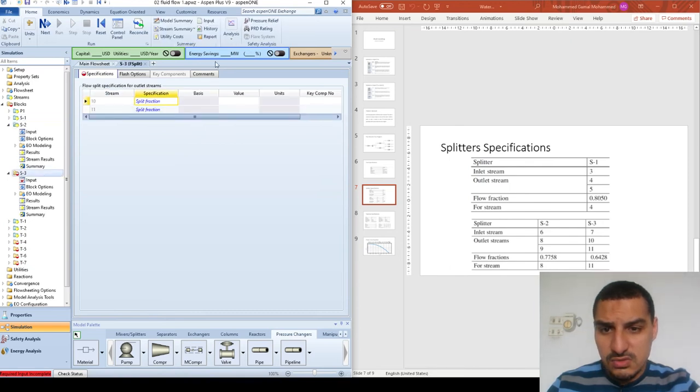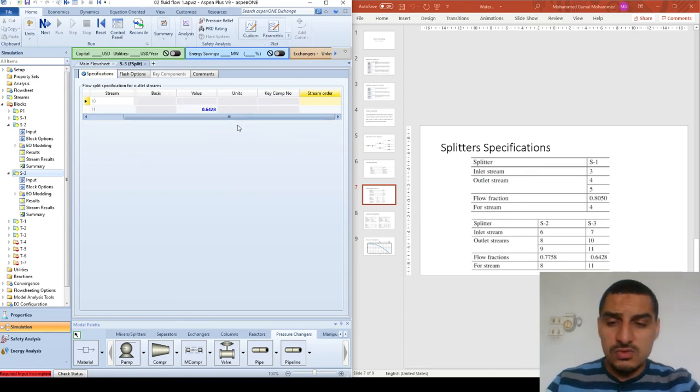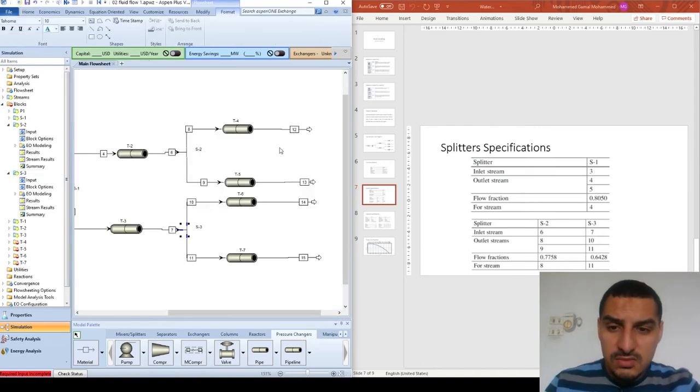I'm done with S1, and now S3, I know that 0.6428 goes to stream 11. Of course, it doesn't matter mass or moles or volume, it's going to be the same ratio for all of them. So we're now done with the splitters, and now we need to go for the pipes.